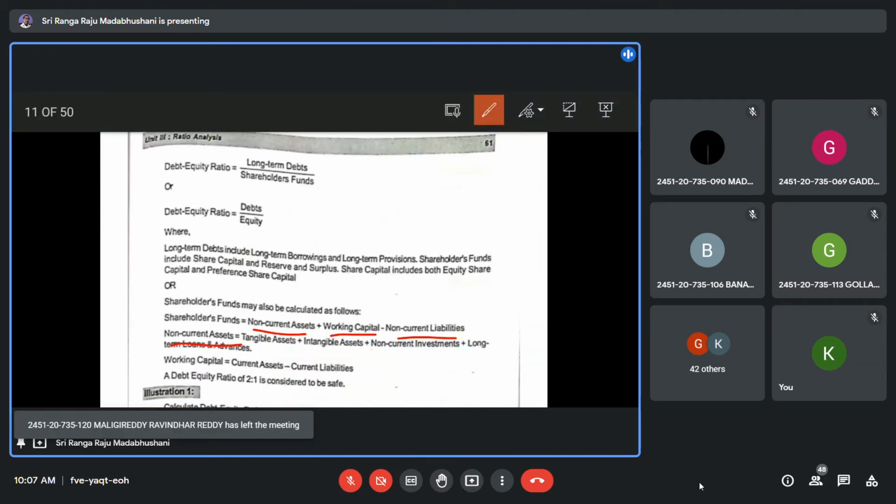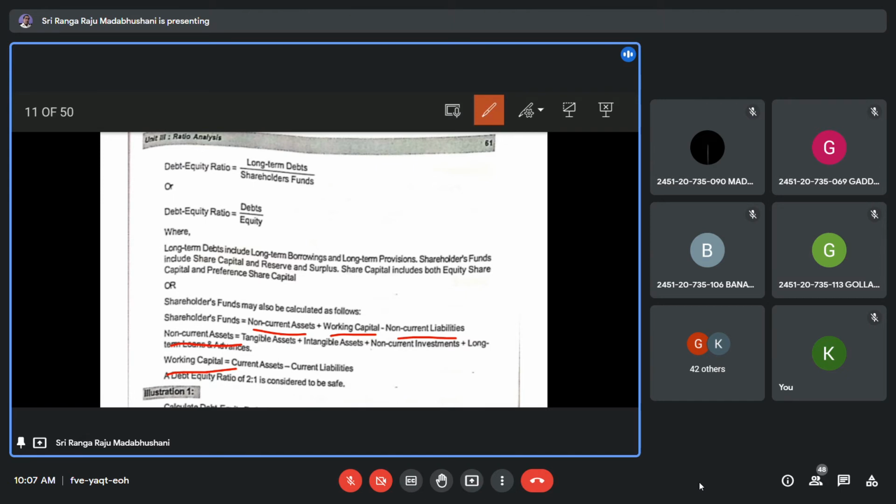Then to this you have to add working capital. So what is working capital? You know fixed capital. And working capital means, see, the current ratio is current assets by current liability. So if you subtract that, current assets minus current liability, then you will get working capital. So it is the indirect method when the information is not given directly.